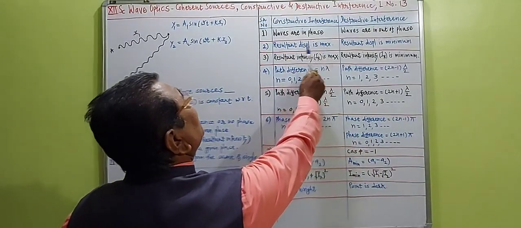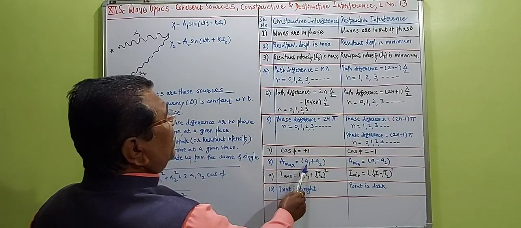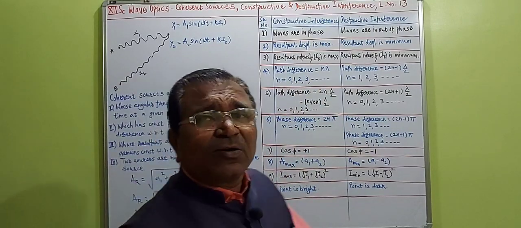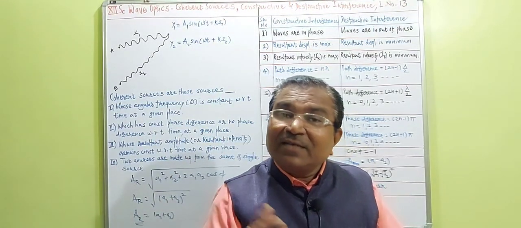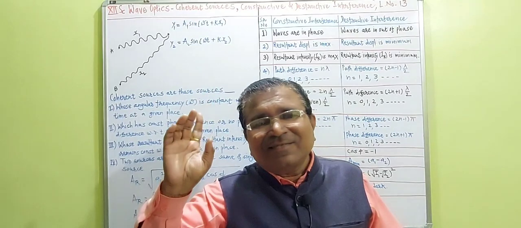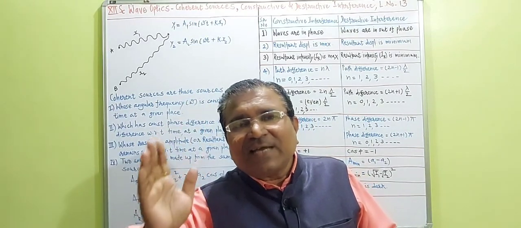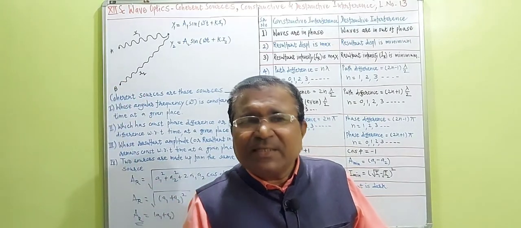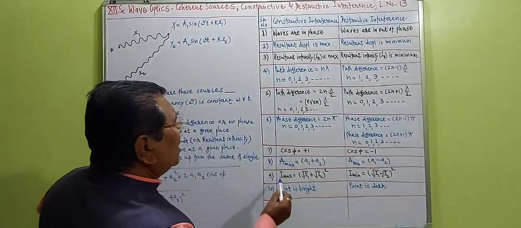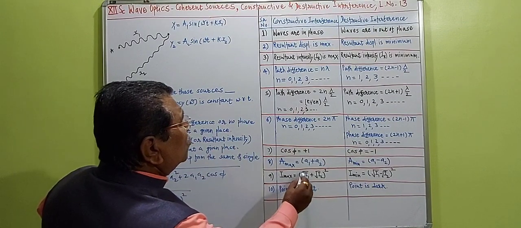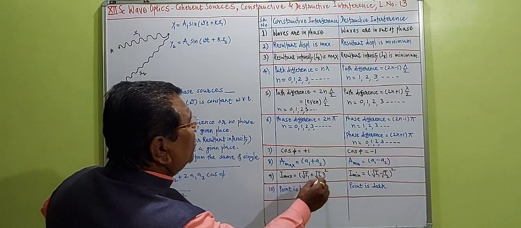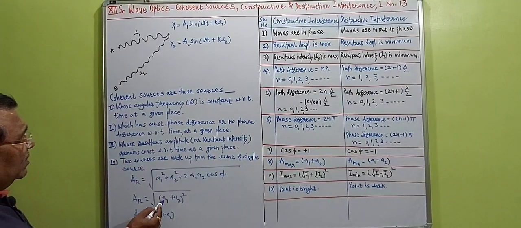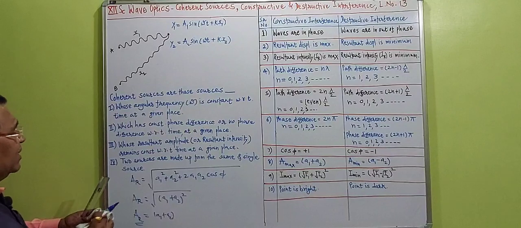Resultant displacement is maximum, which means resultant amplitude is maximum, which is A1 plus A2. So the resultant intensity is already maximum. You learned this in the last lecture, because intensity is directly proportional to the square of the amplitude. If amplitude is maximum, then intensity is maximum, and you will get the formula I max is equal to root of I1 plus root of I2, bracket square.